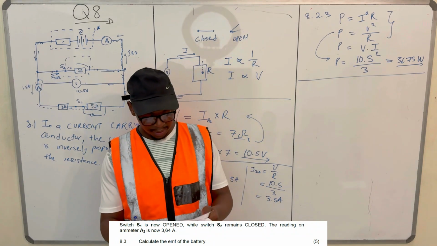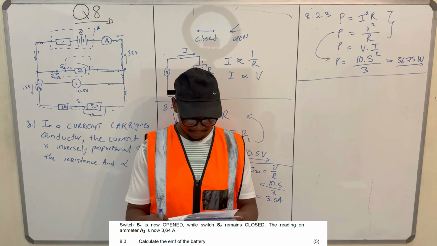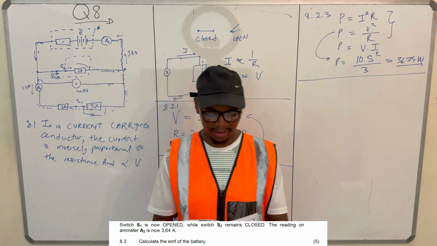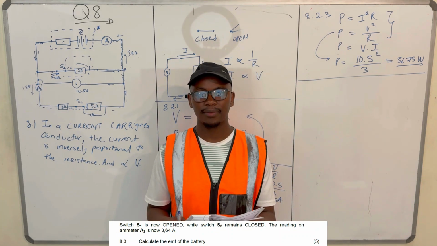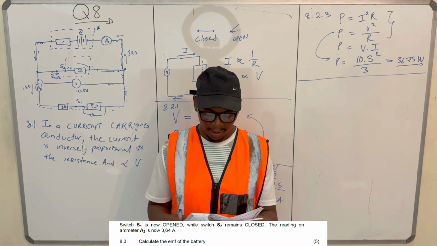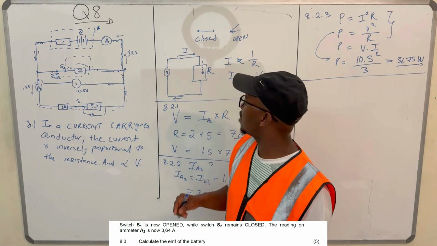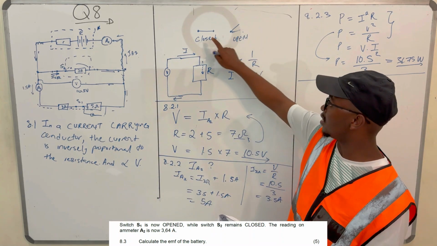All right. Now we are moving to the next question. Okay. This question is saying, now switch S1 is opened. Switch S1 is opened while switch S2 remains closed. Let's go and open this switch. I showed you how to open a switch. This is an open switch. This is a closed switch.